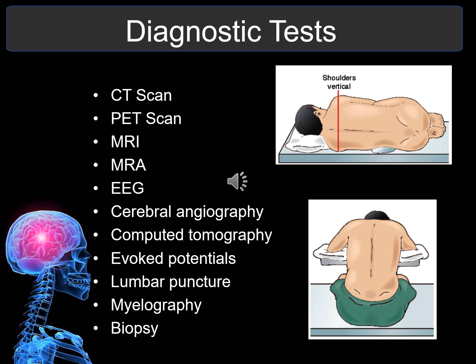So we also have the cerebral angiography. This is an invasive intra-arterial radiological procedure that involves the administration of the radiopaque dye through a catheter inserted in an artery, typically the femoral artery. Evoked potentials, I don't think we're going to go really into that. CTAs, lumbar puncture, I think is very important to discuss.